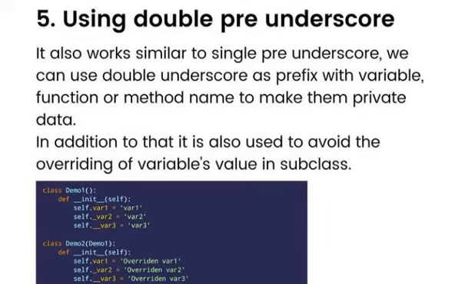And using double pre-underscore, it's just like your single pre-underscore, we use double underscore as a prefix with a variable, function or method, to make them private data. In addition to that, it's also used to avoid the overriding of a variable's value in a subclass.